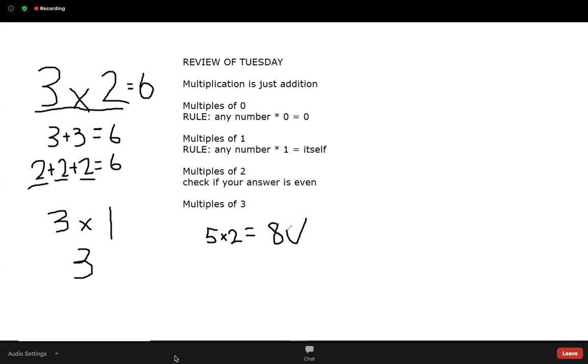So what the check does is it doesn't give you the right answer, it just makes sure that you're not making a silly mistake. You're not saying that a multiple of 2 is an odd number, because that's impossible. So you could get the wrong answer and still pass the check, but it's still valuable to do because it tells you if you're on the right path.